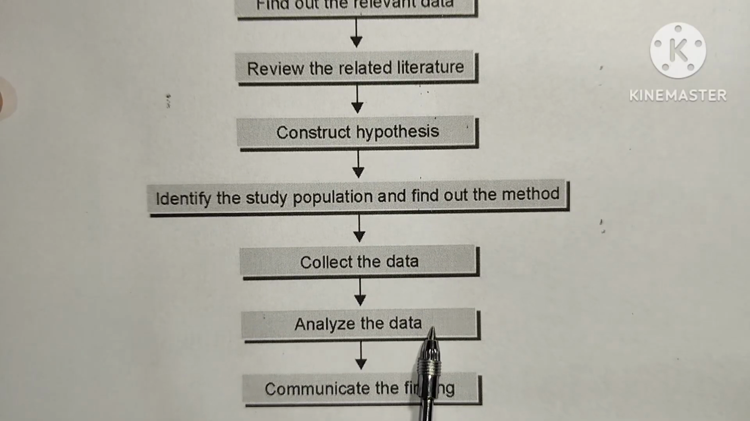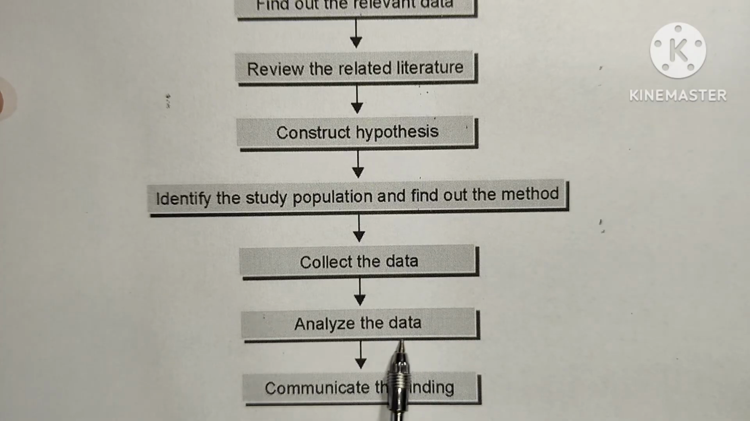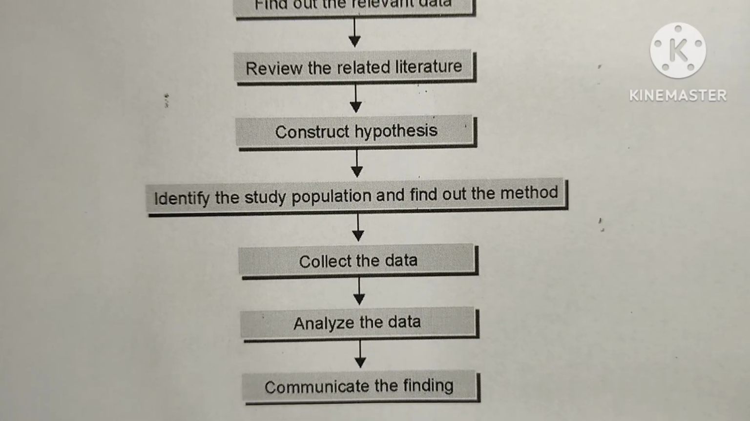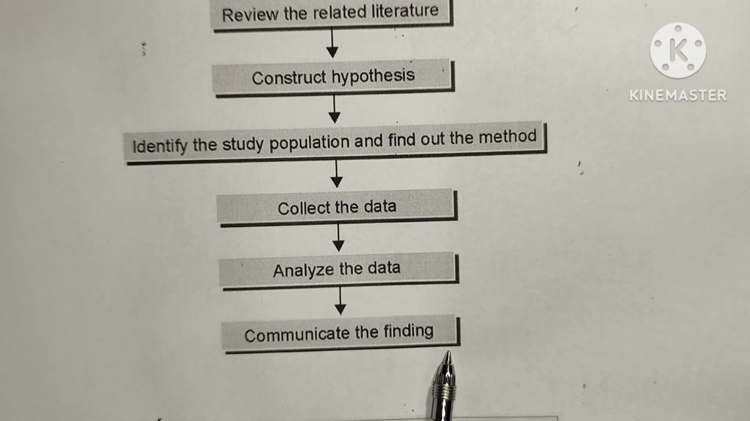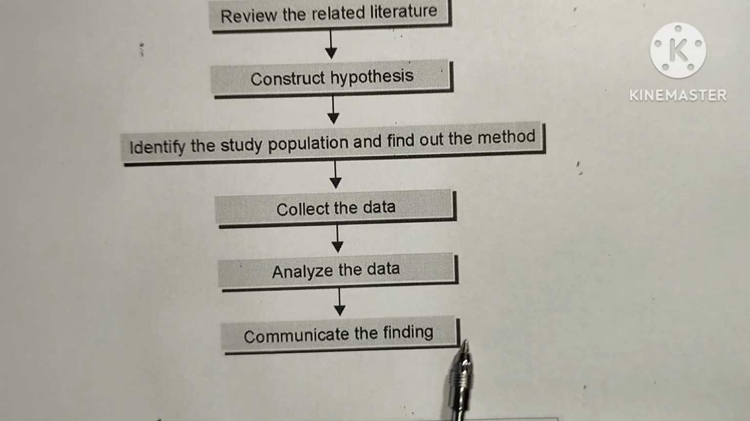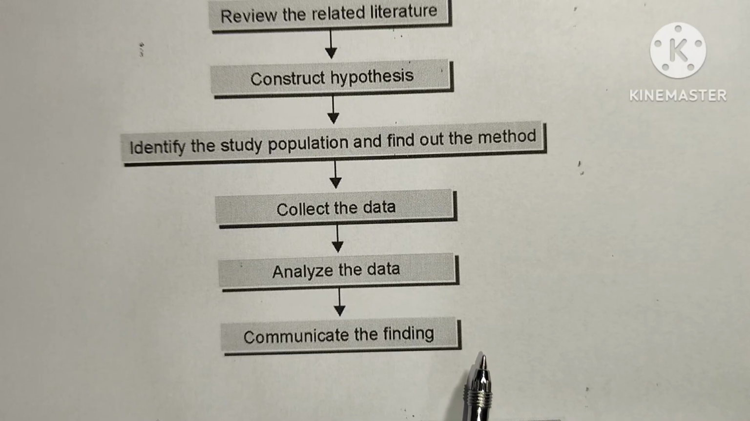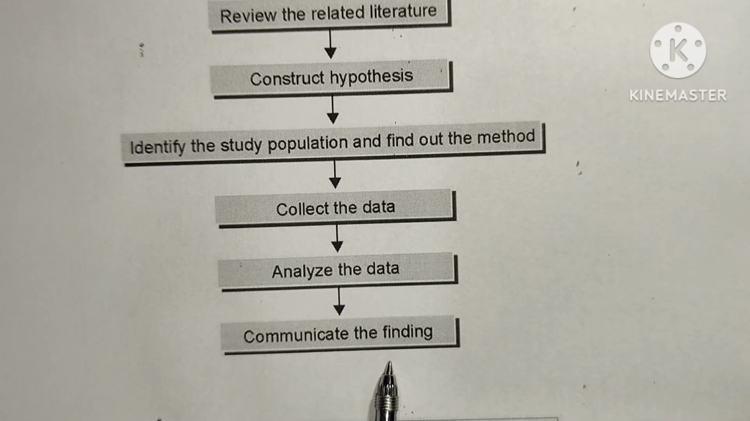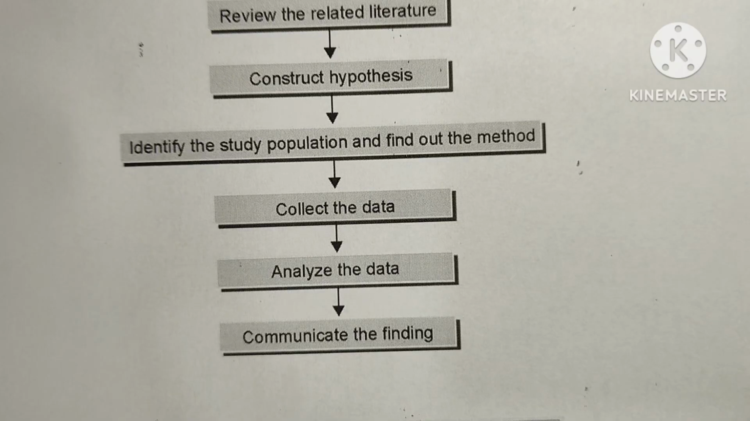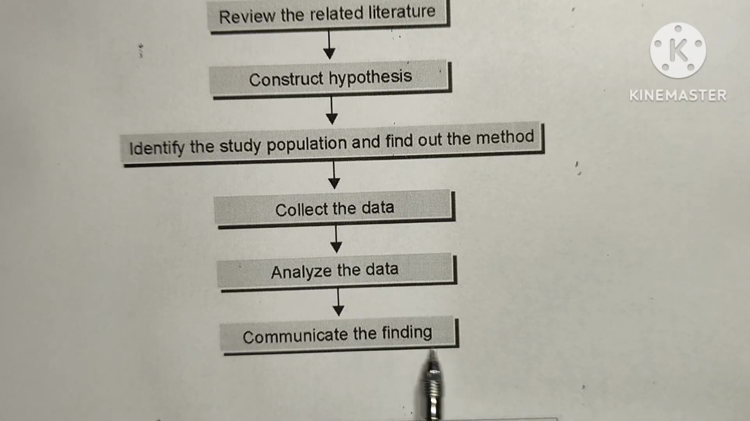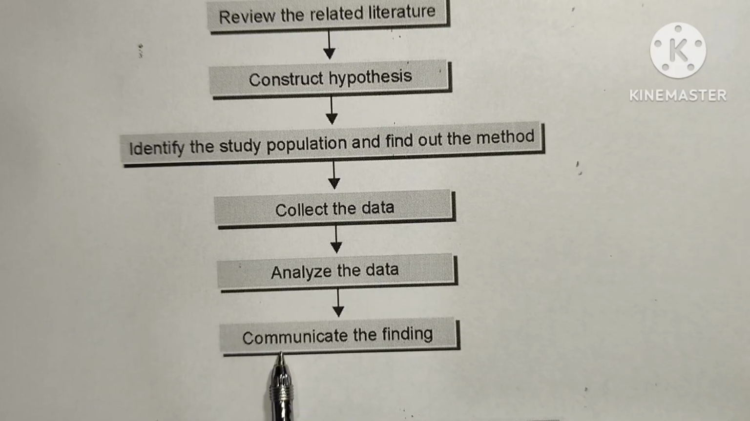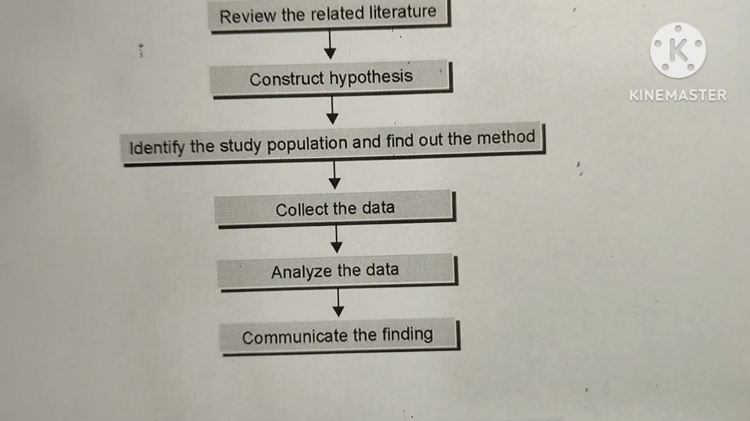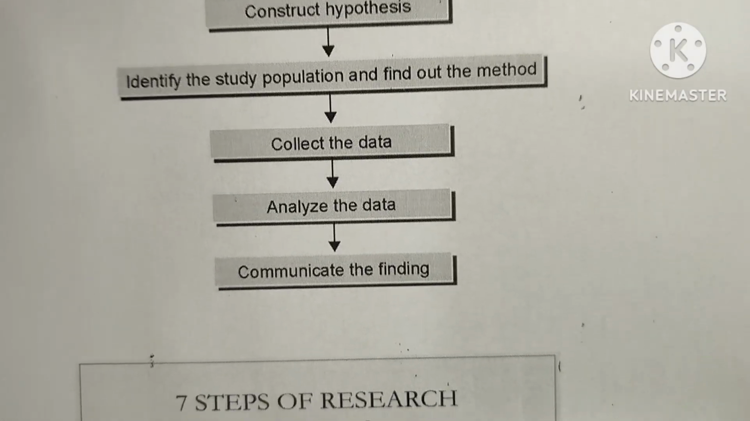After the data is collected, by using statistics you have to analyze the data, then communicate the findings. The last step is communicating the findings. Whatever result you get, you have to communicate in the form of text, paragraphs, or in a diagrammatic way, tabular form, bar chart, pie chart. You can use anything, but clear information has to be given about the results. So these are the steps of the research process.